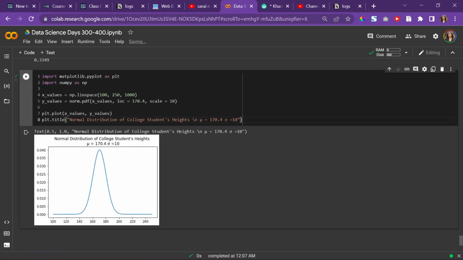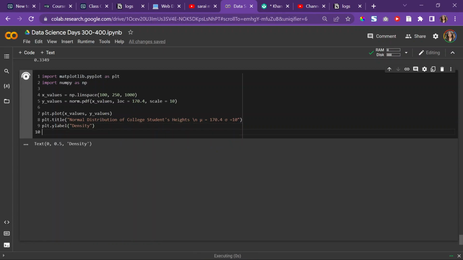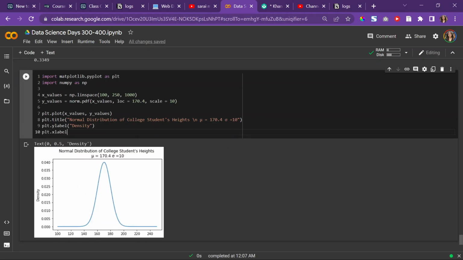Okay, nice. So now I also like to do a y label and set that equal to density or proportion, whatever you want. And then plt.xlabel, set that equal to height, because that's what we're measuring. And I believe we're measuring in centimeters, so let me put those units in there. All right, so that's my graph.